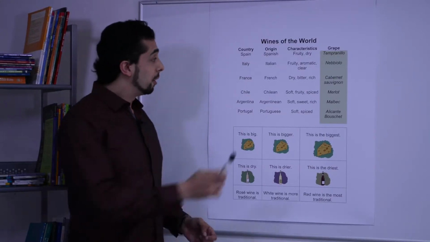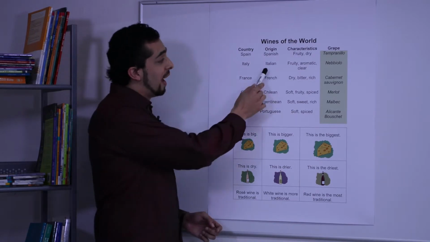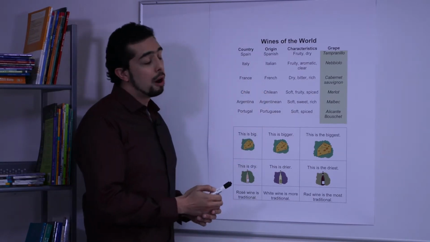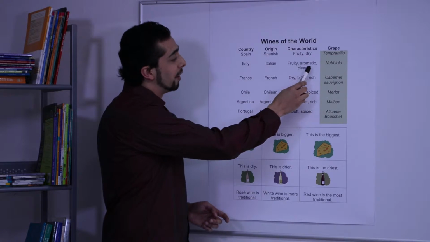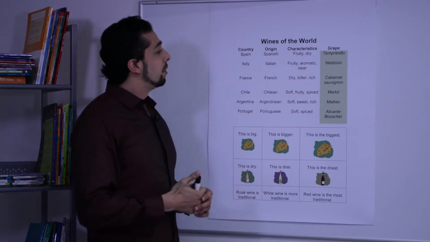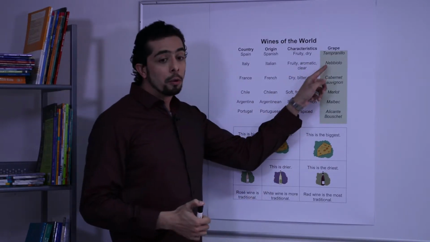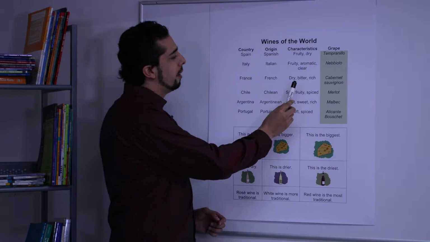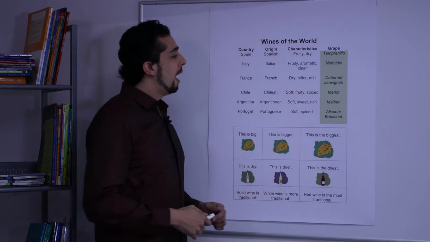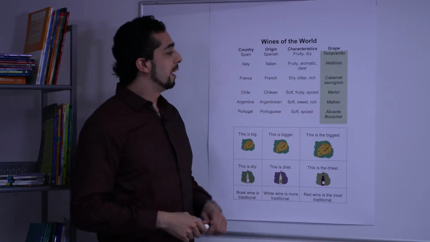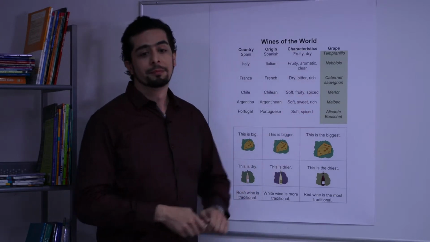We also have Italy, and the wine is Italian, and the characteristics are fruity, aromatic, and clear. The type of grape is Nebbiolo. And we also have French wine from France, obviously, and it's dry, bitter, and rich. And the type of grape is Cabernet Sauvignon. It's an amazing French wine.